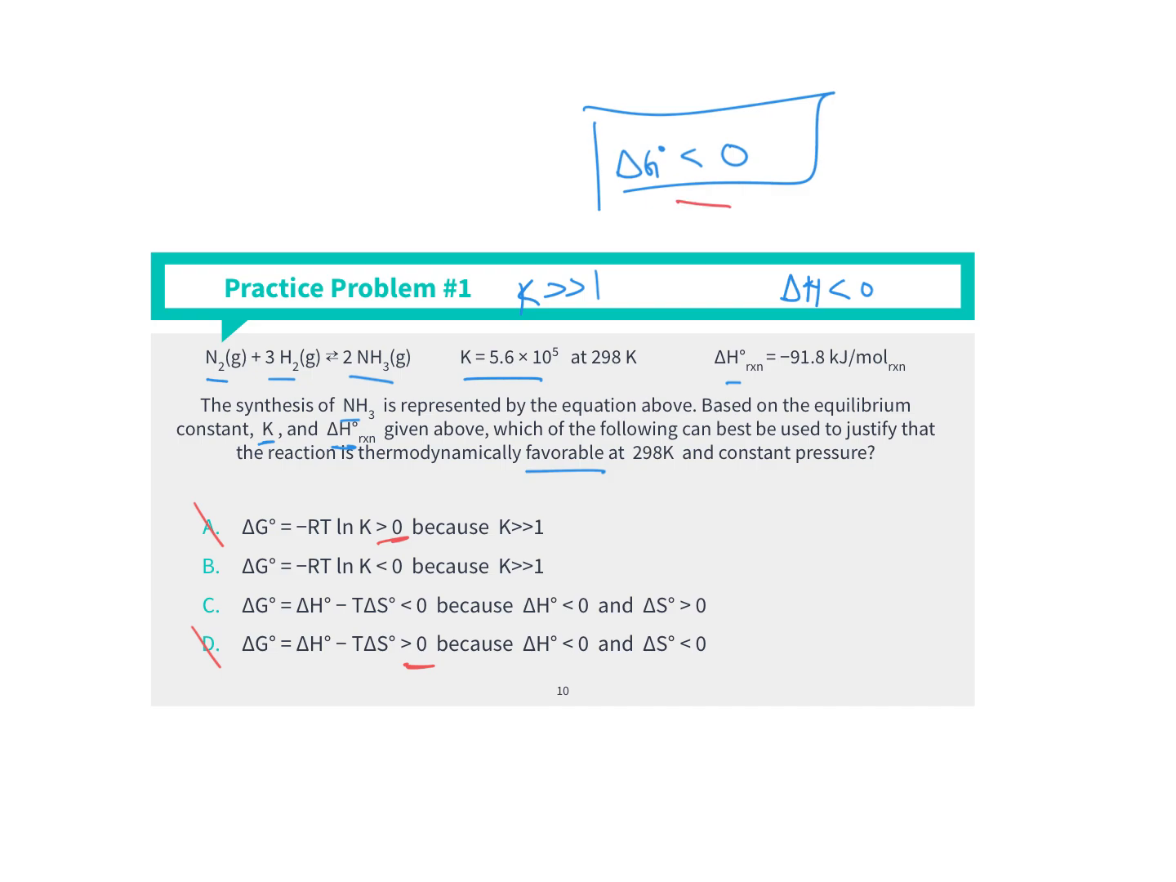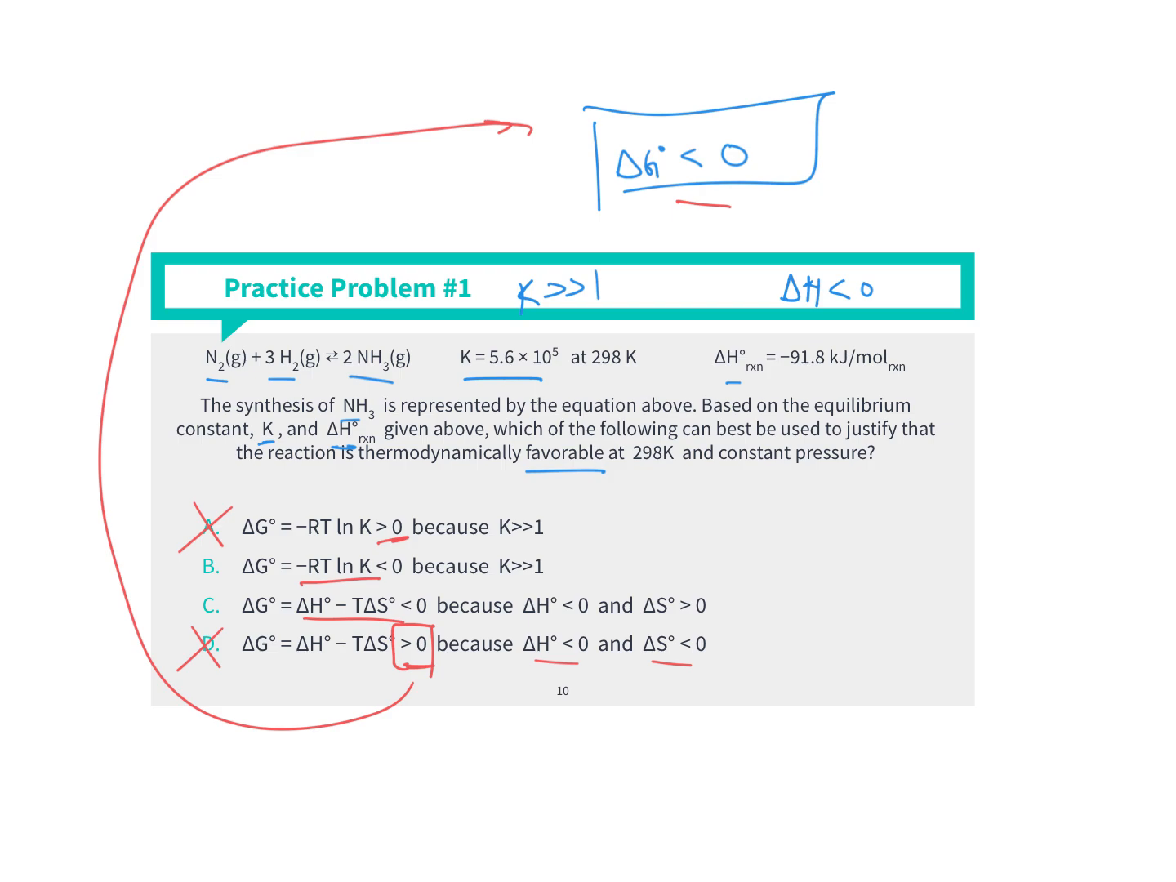The bottom one says delta G equals delta H minus T delta S, and all of that is greater than 0. And the reasons are because delta H is less than 0 and delta S is less than 0. But that doesn't matter because this here is contrary to that. And so D and A cannot be the answer. So now we're left with answer choices B and C. Now, if we look at our two other choices here, one of them uses the argument of negative RT natural log of K. The other one uses delta H minus T delta S.